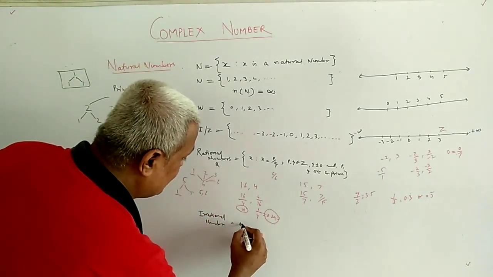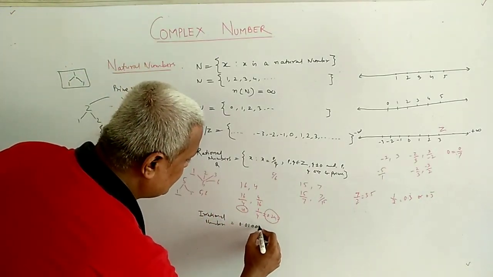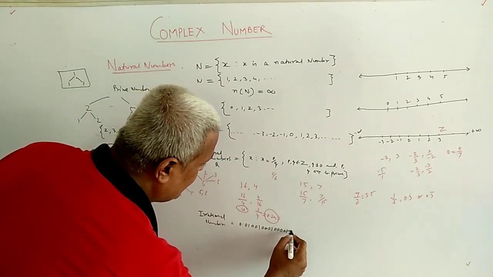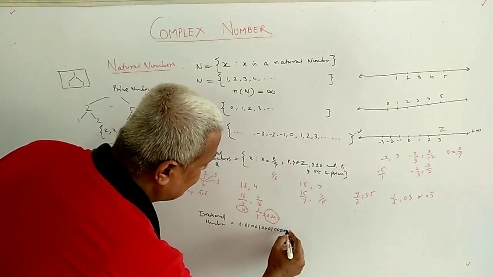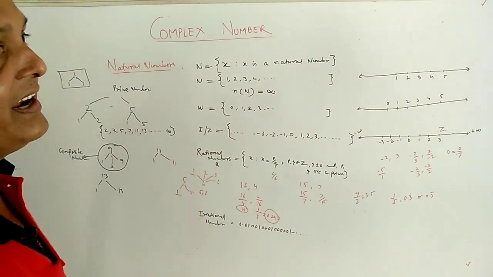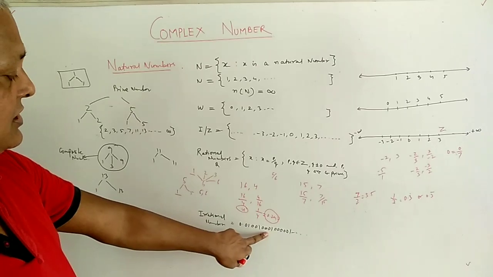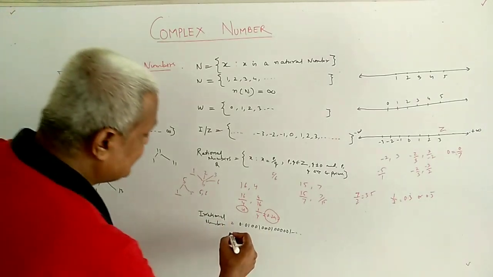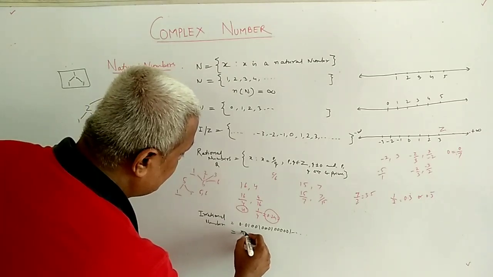Like that, 0.01001000100001, and I'll keep on writing like that. In this number, you do not find any repetitive pattern. And these numbers are irrational numbers. Pi is also an irrational number.